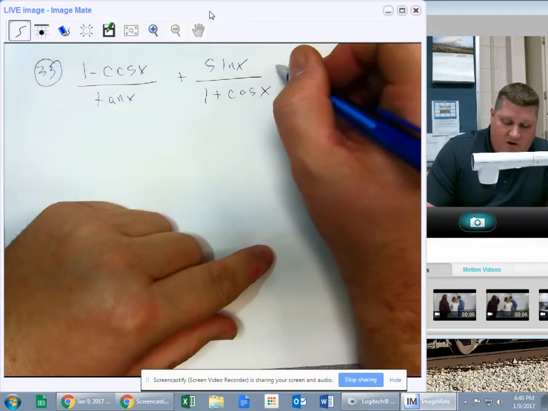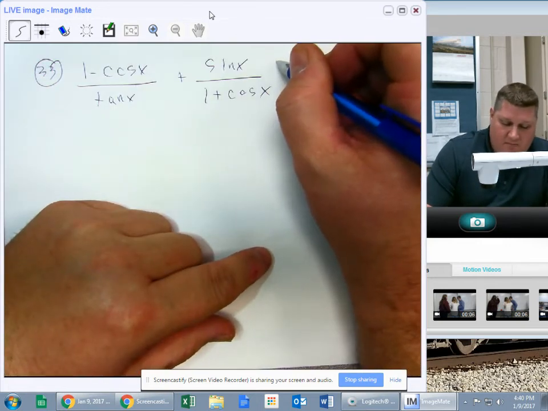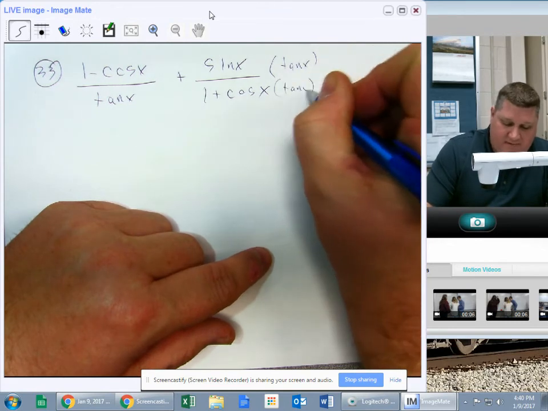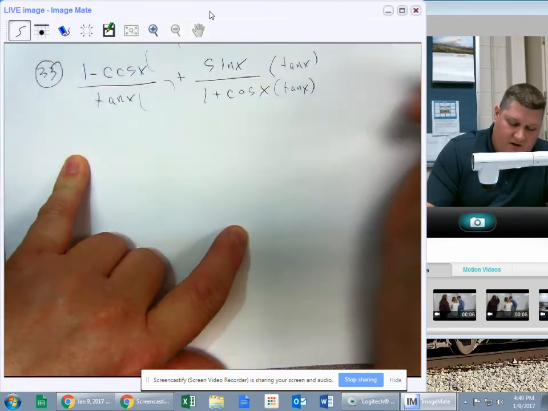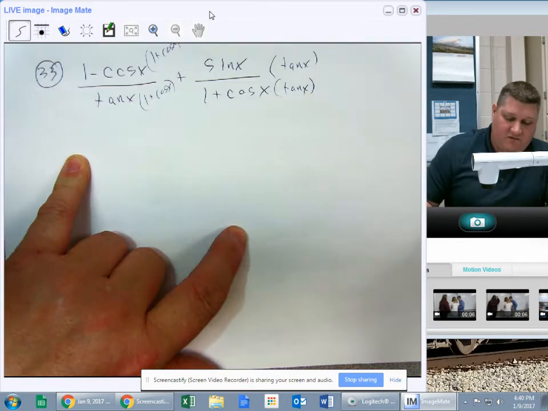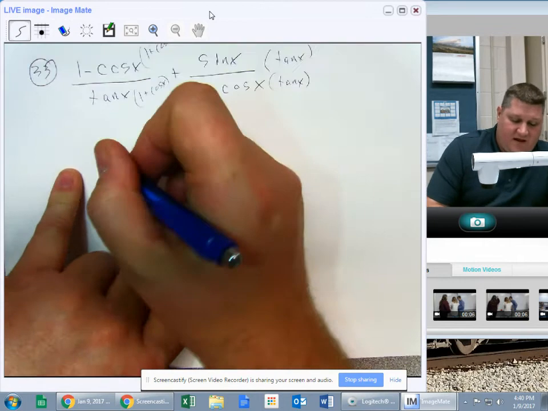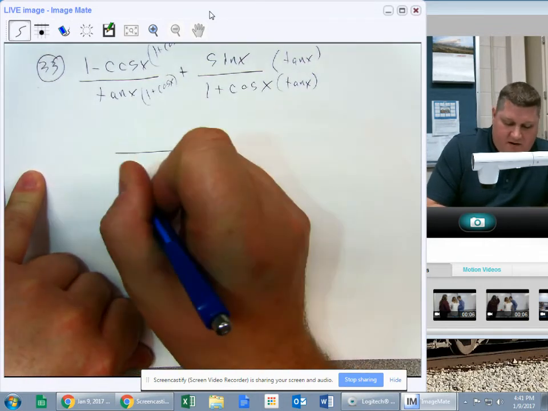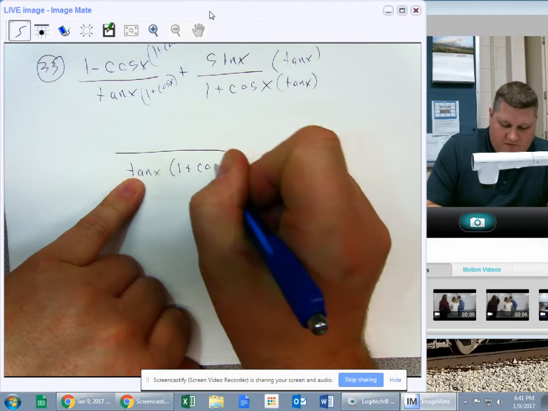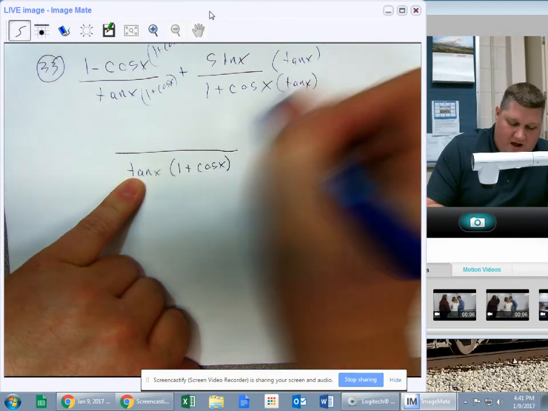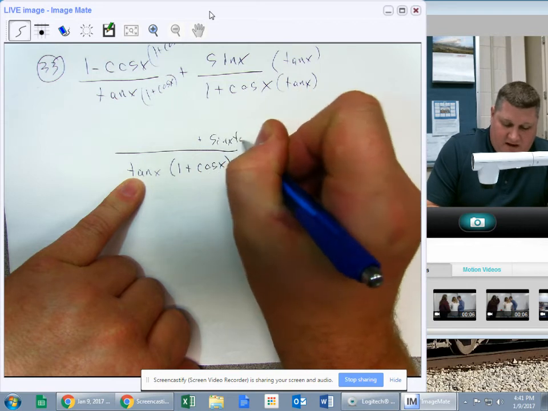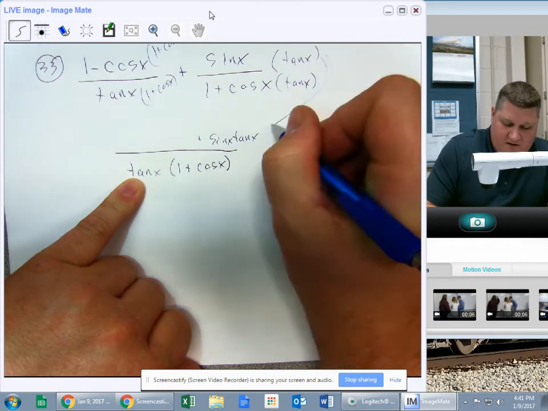So let's go with tan x over tan x. Over here, we're going to go with 1 plus cosine x over 1 plus cosine x. And so then that gives me, on the bottom, tan x times 1 plus cosine x. On top, that gives me sine x tan x. There you go, from right there.